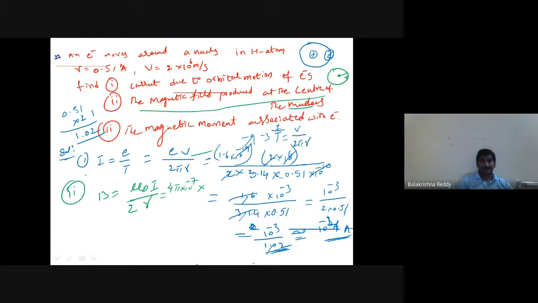I is 10 to the power minus 4, divided by 2 into the radius, 0.51 into 10 to the power minus 10. The powers of 10 cancel, and the 2 cancels, so B equals 2 pi into 10 to the power minus 1 by 0.51.